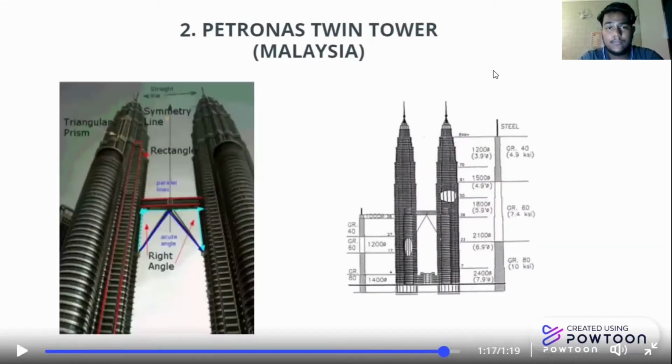The second one is the Petronas Twin Towers in Malaysia, in our own nation. As you can see, there's a bridge between the two towers called the sky bridge. In the picture, they used a right angle triangle to determine the length between the two towers so that they can build a strong structure using a triangle.